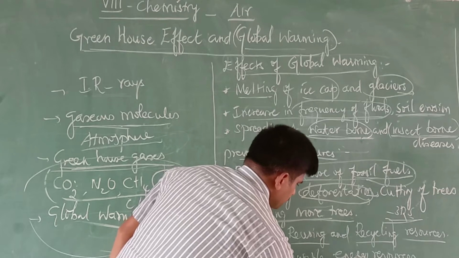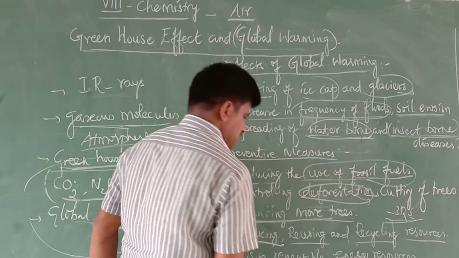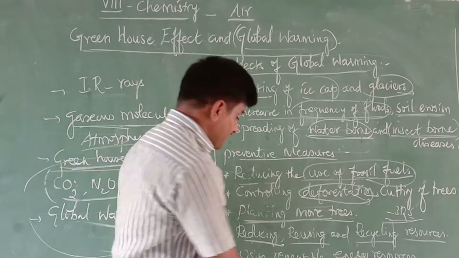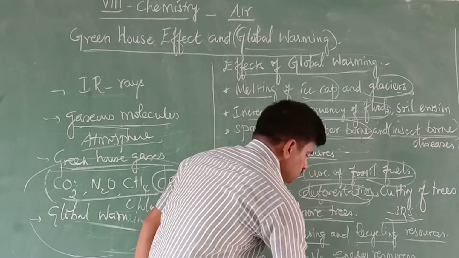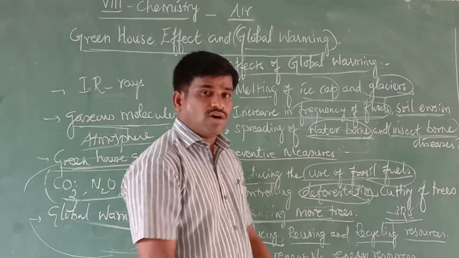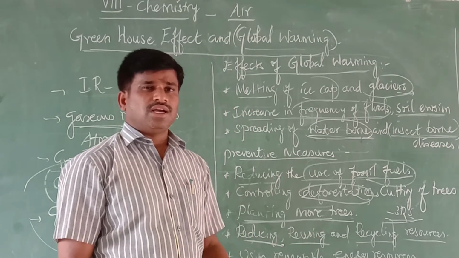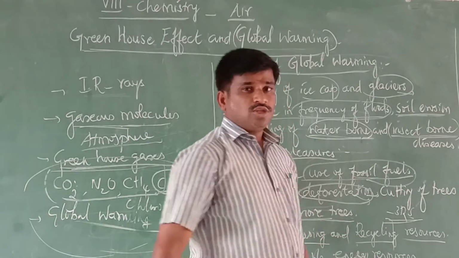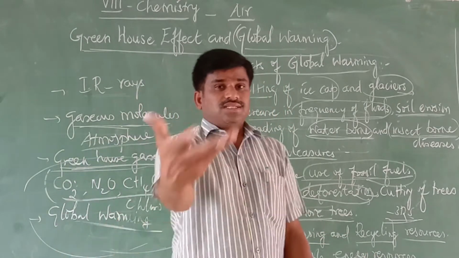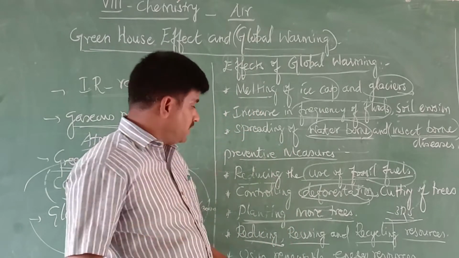Solar energy, wind energy. These energy resources are called renewable resources. We should use this energy for all purposes. Nowadays the government is planning to use solar energy and wind energy to generate electricity, right? So this is the thing you should keep in your mind.